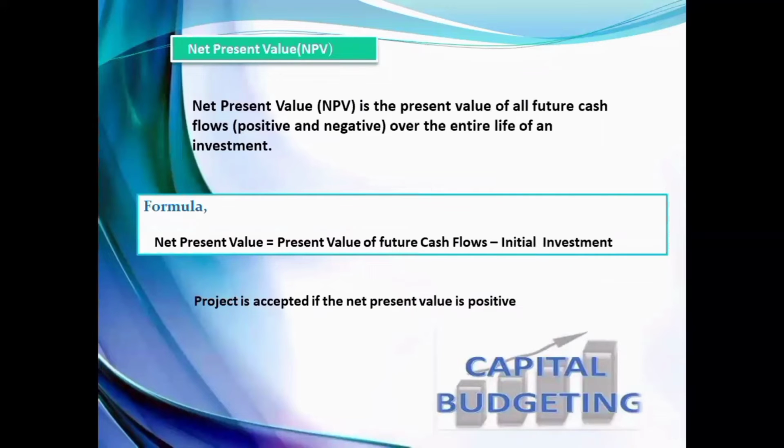Next one is net present value. Net present value is the present value of all future cash flows, positive or negative, over the entire life of an investment. We can find net present value as: net present value equals present value of future cash flow minus initial investment. A project is accepted when the net present value is positive.